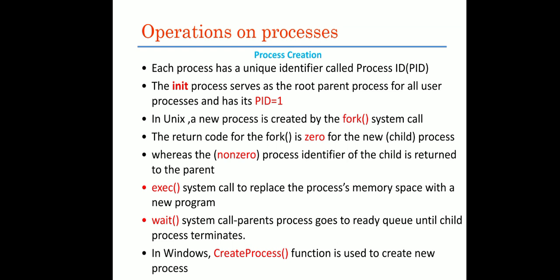We have one more system call in Unix, which is wait. With this wait system call, the parent process goes to the ready queue until the child process terminates. The parent process will be waiting until the child process completes its task and terminates. Once it terminates, the parent process will start executing again. Until then the parent process will be in the waiting state. As I said, in the Windows operating system, we use the function called CreateProcess to create a new process.